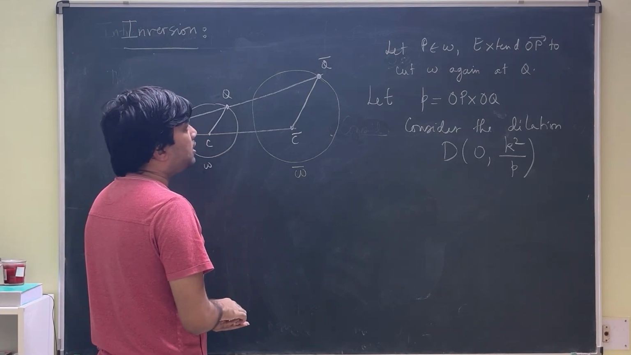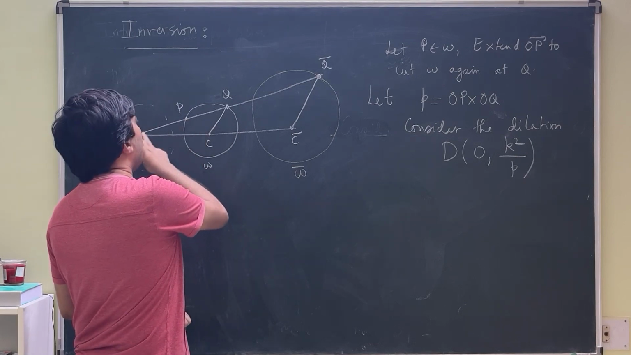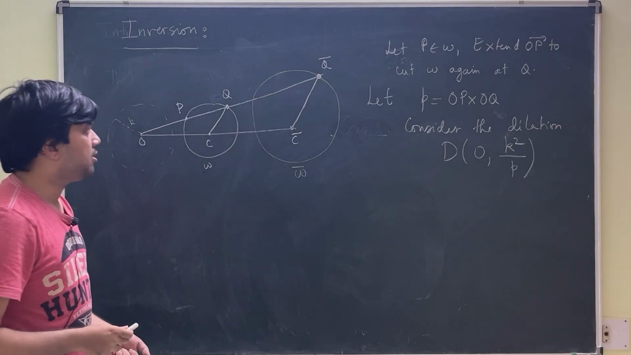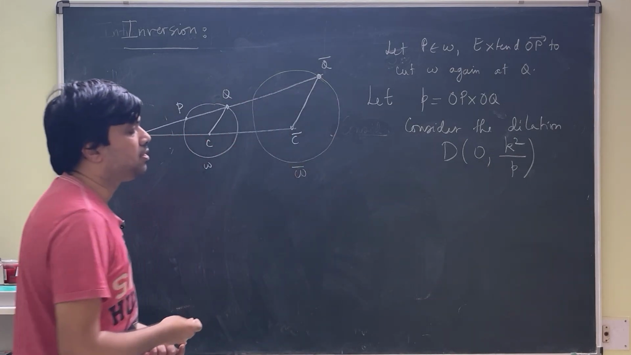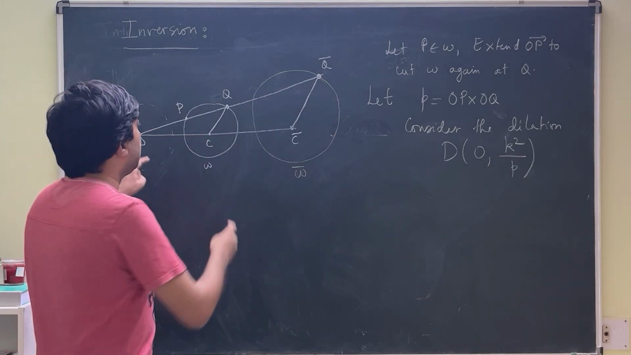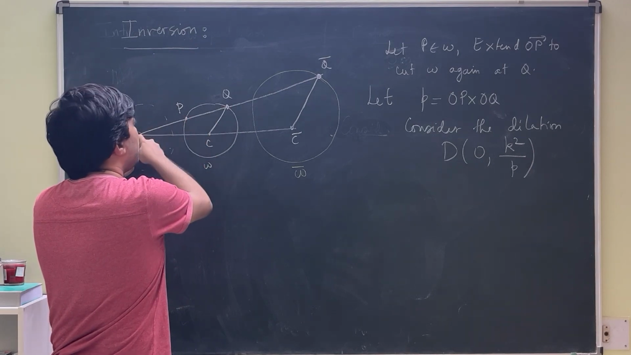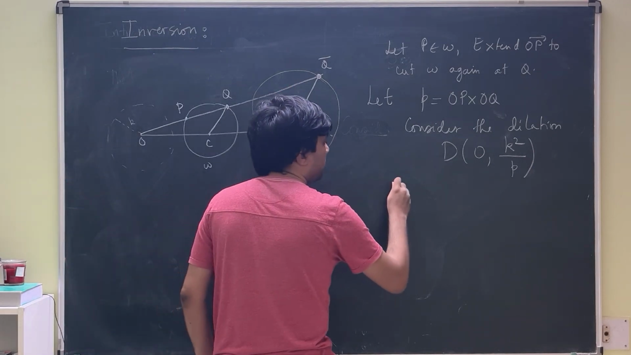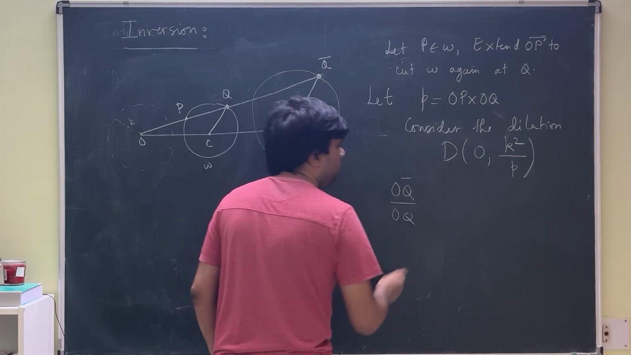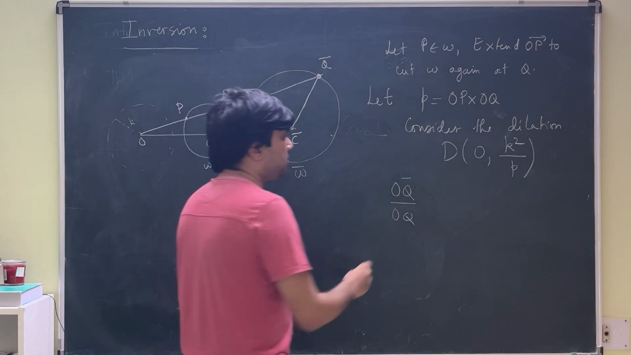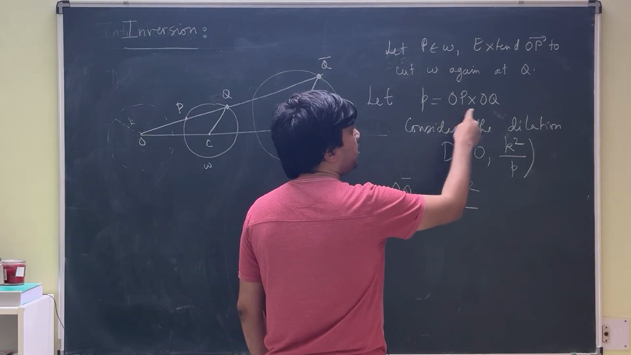Now, what is the relation between OP and OQ? Let's understand. So, since we have dilated with k square by p, then OQ bar by OQ, by definition of dilation, is just k square by p. But remember, p is OP into OQ.